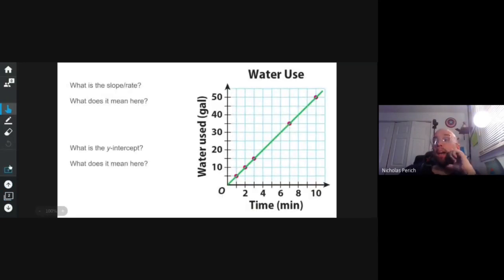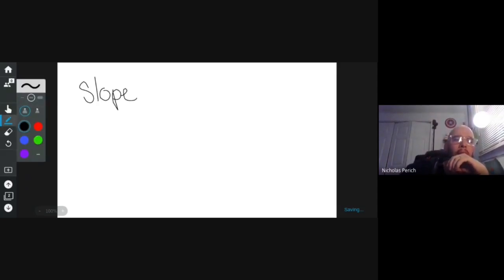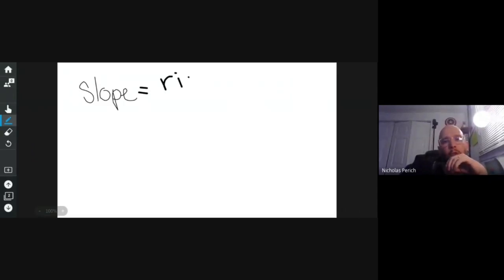Let's talk about word problems. Before we even get started, slope is the same thing as rise over run. Slope is rise over run.